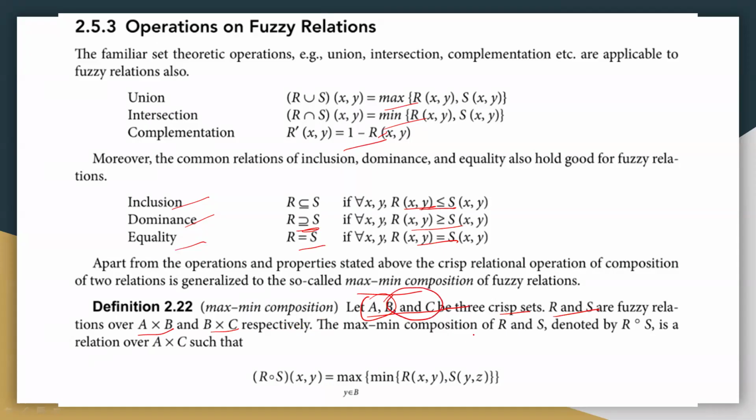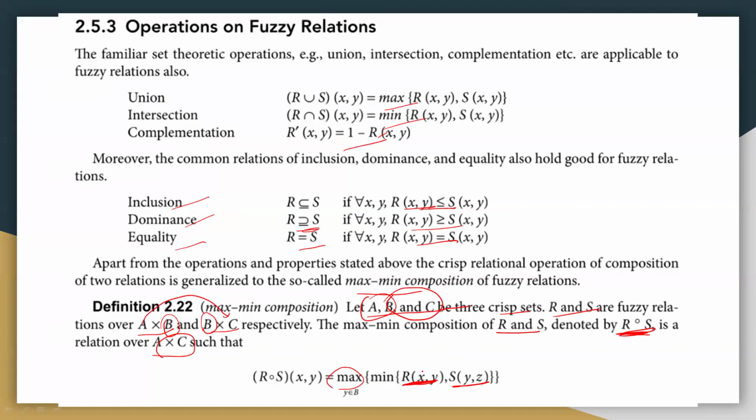Now the max-min composition of R and S, denoted by R round dot operator S, is a relation over A cross B. So you can see the common entity here is B. So we are trying to find a relation over A cross B such that it is the minimum of the membership value of R and the membership value of S, and then finding the maximum of this.